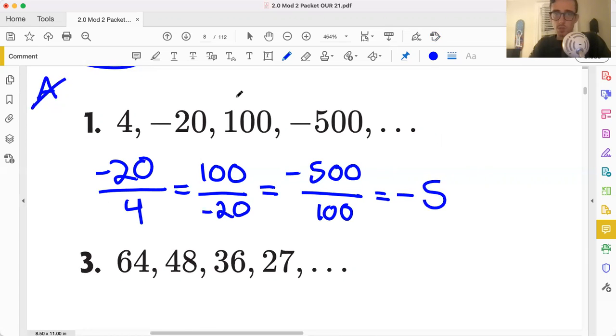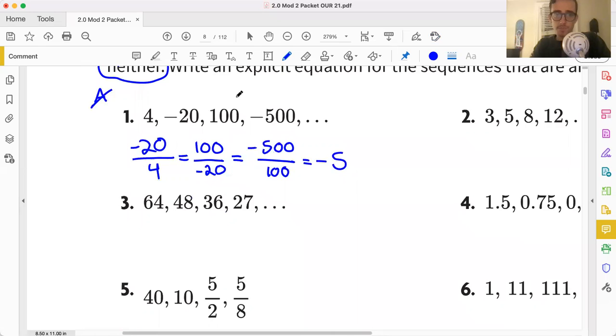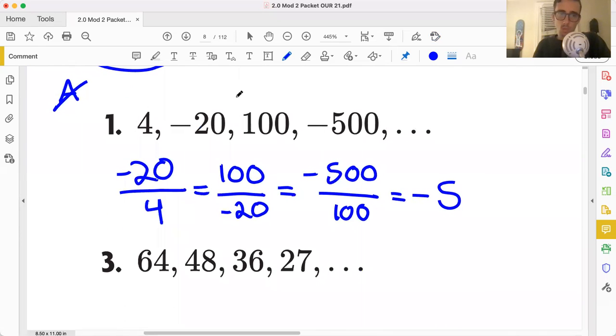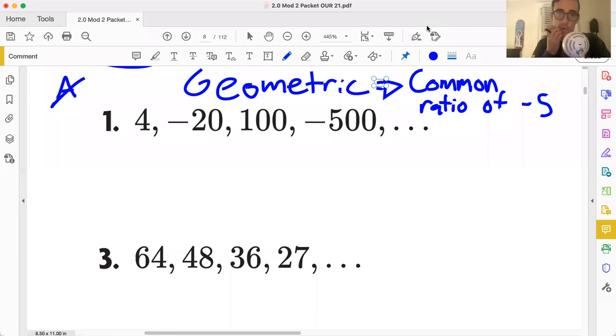So if we're doing the explicit, we're going to be doing it for a geometric sequence. I'll tell you that right now, because each term seems to be multiplying by -5. Okay, sound good? All right, so we're now going to be making the explicit. We saw previously that we had a common ratio of -5.